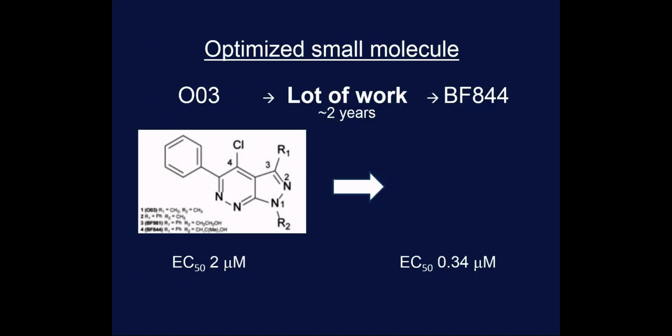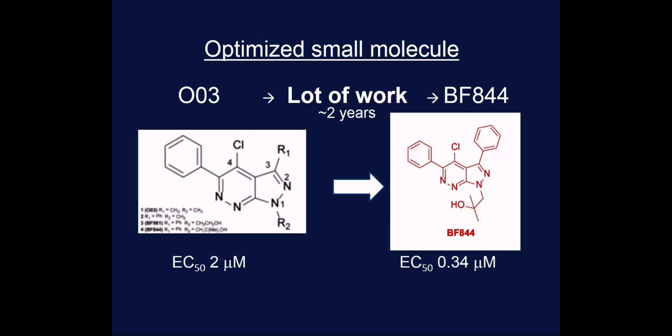The structure of this is shown in this slide to the left, and the EC50 was 2 micromolar for this lead compound. However, we would like to bring the dose of this lower. That is, we would like to lower the EC50 while we keep the potency the same. Medicinal chemists were involved for more than 2 years working with this compound to come up with the most ideal or more optimal small molecule, shown here to the right, which is BF844.